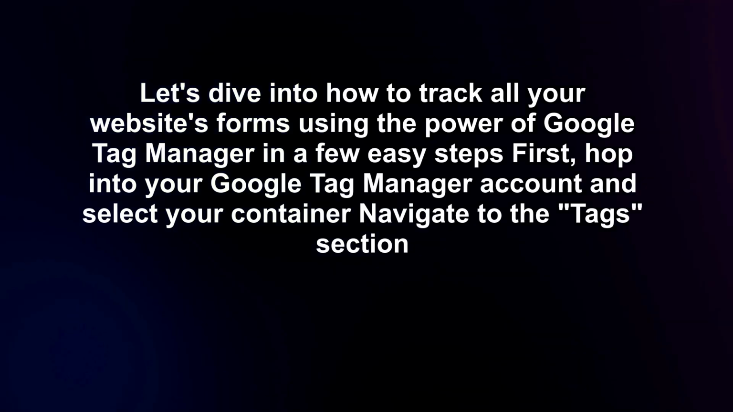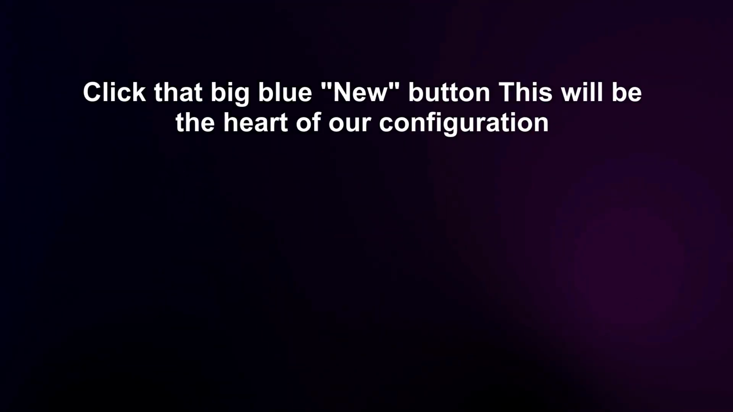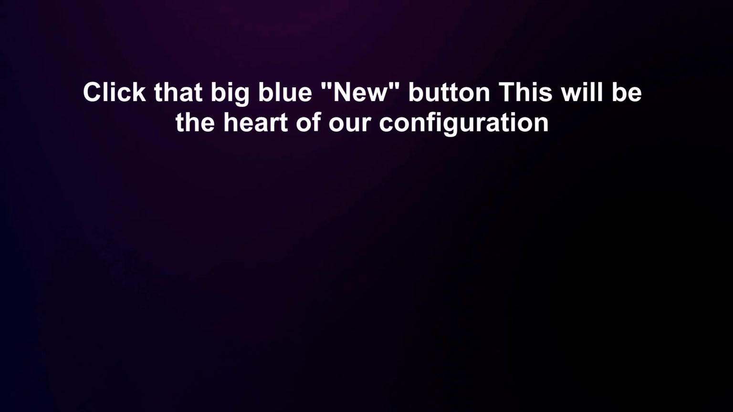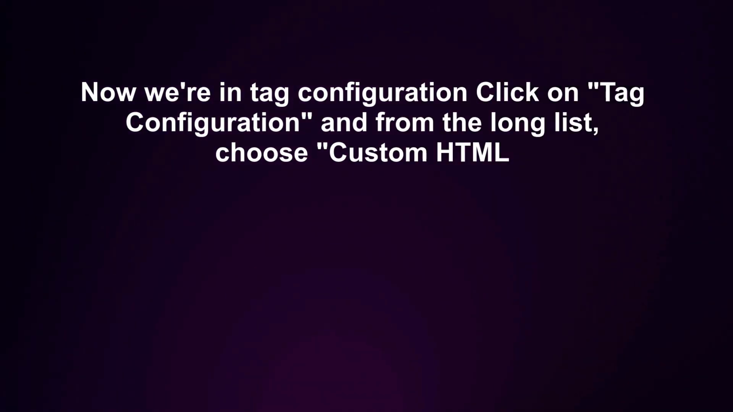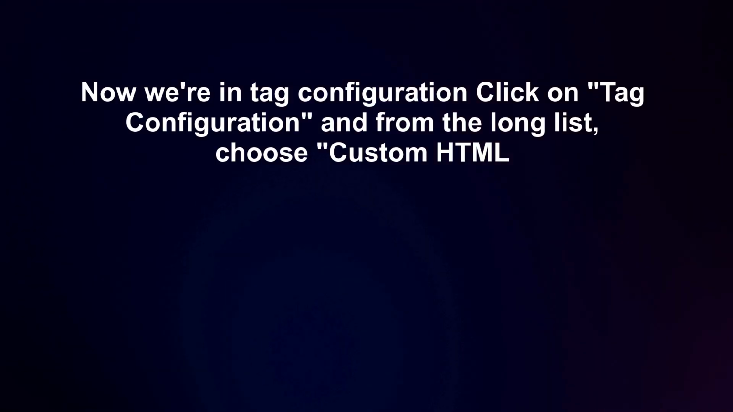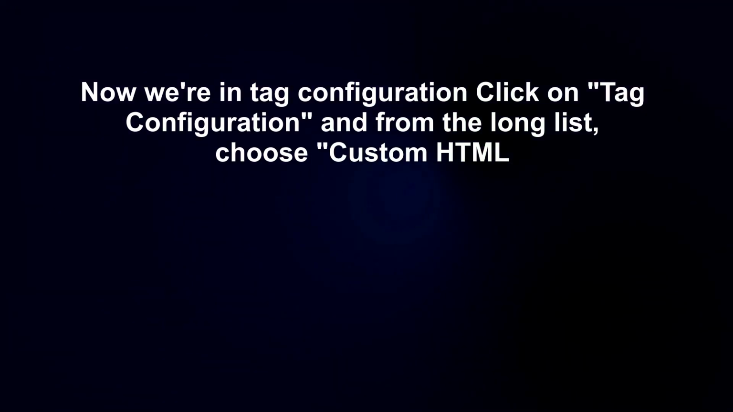Navigate to the Tags section. Click that big blue New button. This will be the heart of our configuration. Now we're in Tag Configuration. Click on Tag Configuration and from the long list, choose Custom HTML.